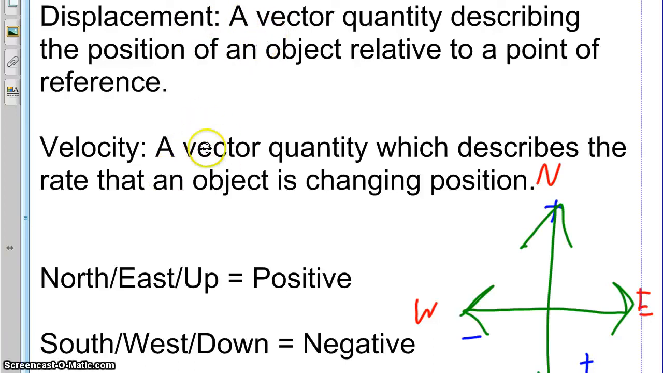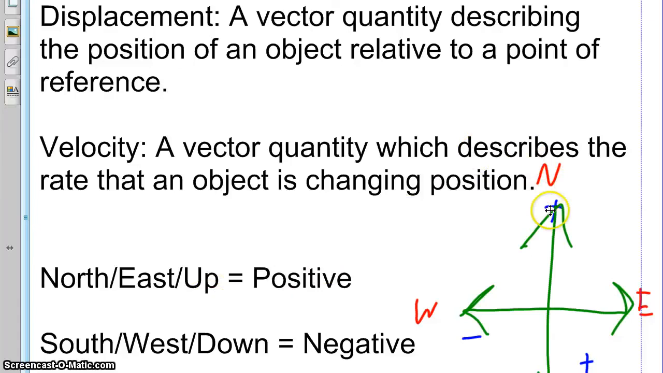Velocity is also a vector, and it's going to be very similar to speed, and we're going to look at how it's similar to speed. It's a vector quantity describing the rate that an object is changing position. So it's basically speed with a direction that makes it a vector.